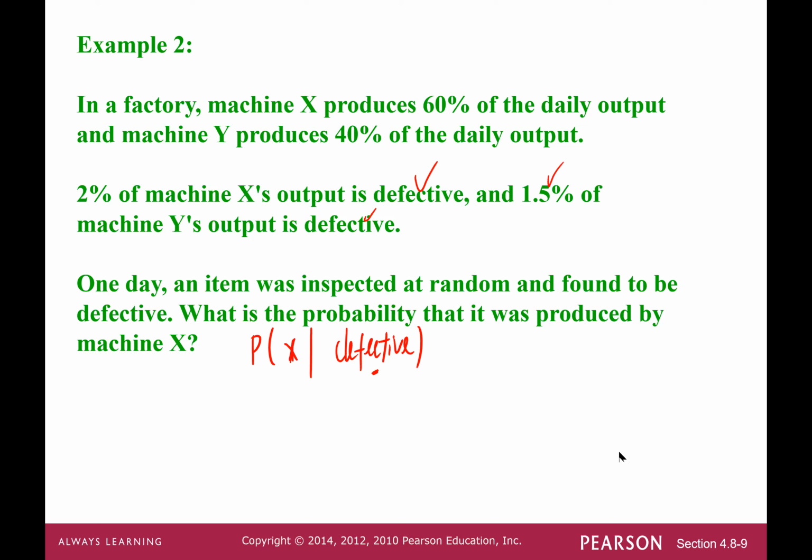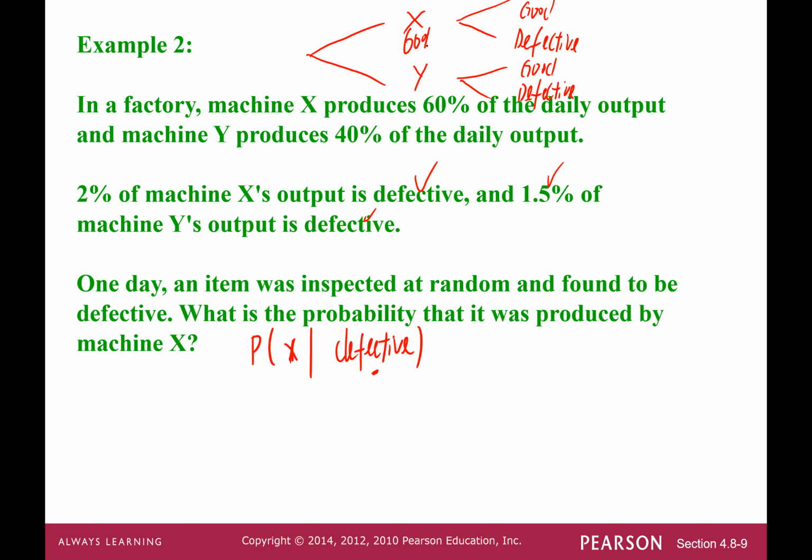Okay, so let's look at the solution for this. Again, you're going to produce a tree diagram. We can do it here, right? We have two different kinds of machine, machine X and machine Y. Machine X produces some good items, and outputs that could be defective. Machine Y, same thing: good items, defective items.